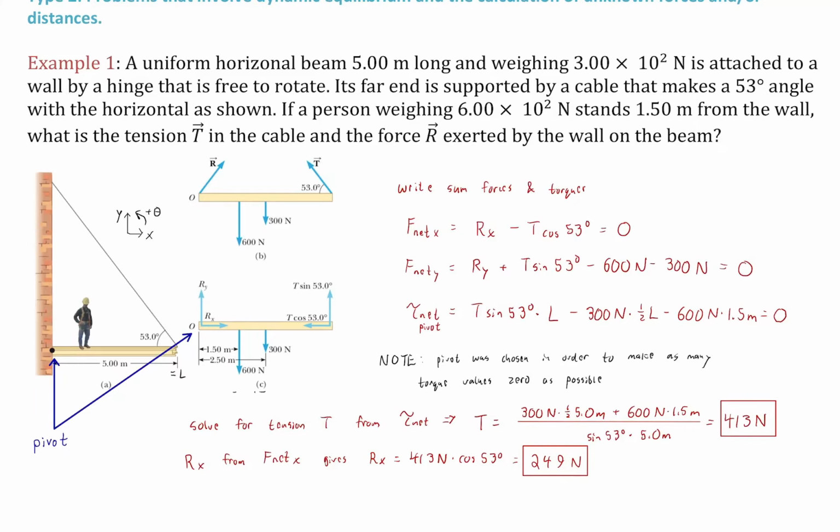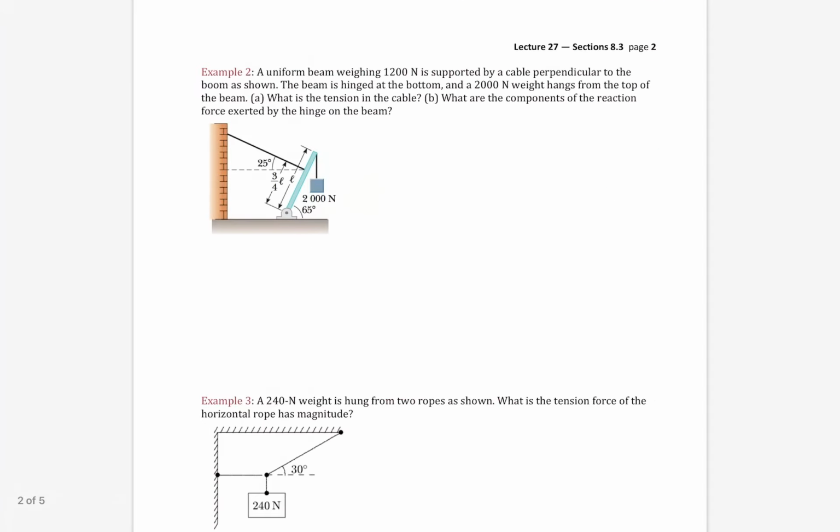So we find Rx from F net x, 249, and then we do the same thing for Ry, 570. Okay? It's as simple as that. So hopefully that makes sense. It's a good introduction to what a static equilibrium problem looks like, and honestly, dynamic equilibrium won't look that different. All right, let's do a few more.